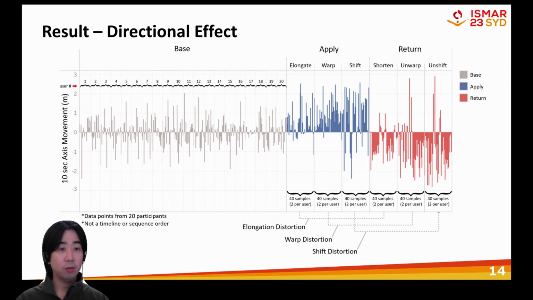Here we provide data points from 20 participants across the 3 distortions that induce directional effect. Each vertical line shows a data point of a participant's average movement made along the directional axis during the 10 seconds of the effect. When there's a distortion treatment, we can clearly see a trend in average movement in a particular direction compared to the gray baseline.